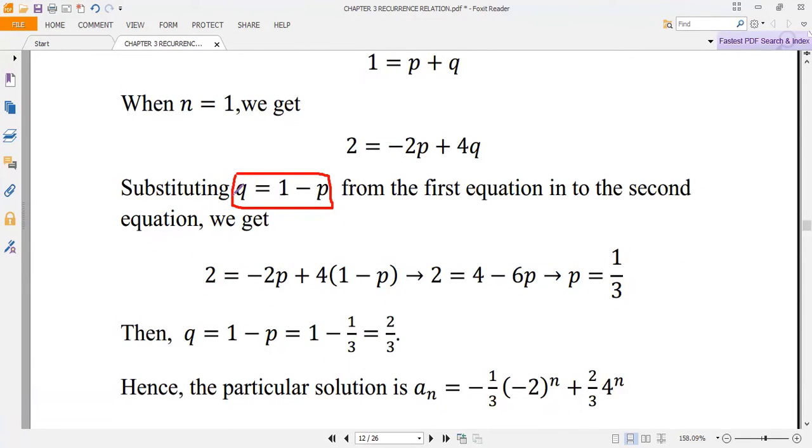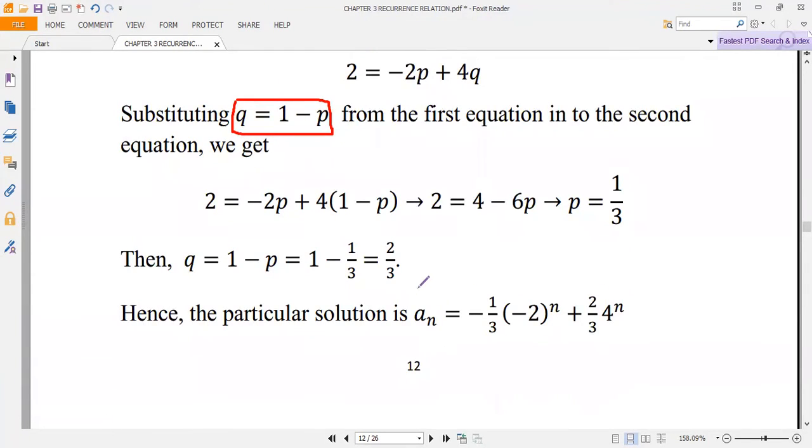Then since p is equal to 1 over 3, we can determine q is 1 minus p, which is equal to 1 minus 1 over 3, which is 2 over 3. Hence, the particular solution to the recurrence relation is this one.